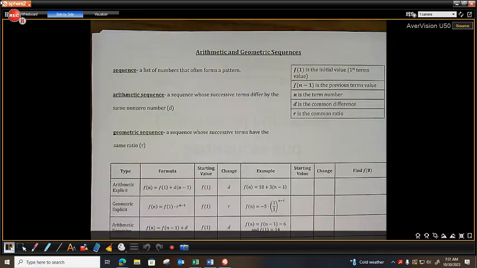Okay, so we are starting our sequence and exponential functions unit. Do we have our notes out, Don? So go get them.